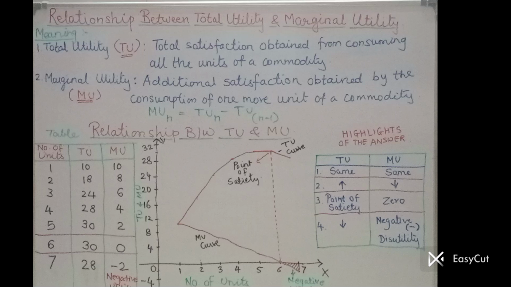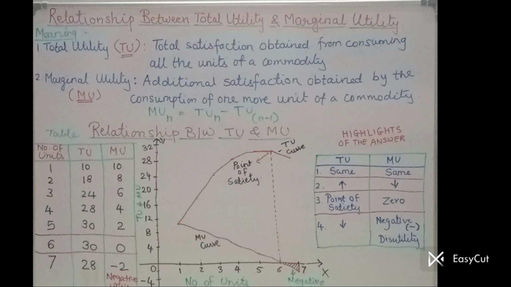Hence, at the first unit, whatever is the TU, total utility, the same will be your marginal utility, because that is the very first unit of consumption. So that unit itself becomes the last unit there. And hence the marginal utility is 10. So you write 10 in TU, 10 in MU.